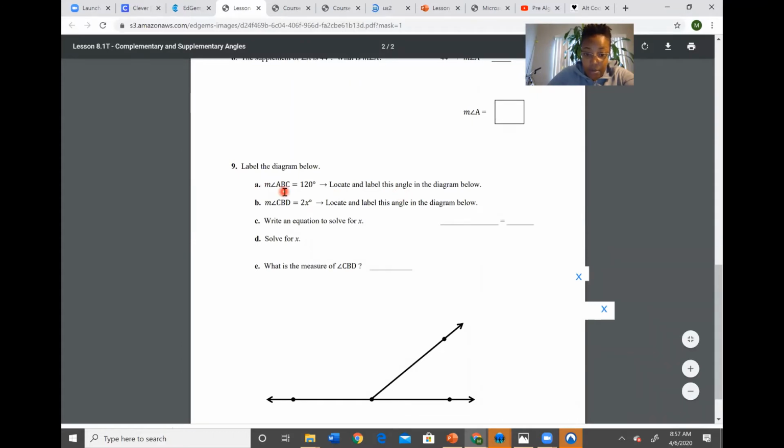All right, and then number 9, they give you a measure of the angle, and they told you to locate it, so they want you to label it. Remember, the middle one tells you the vertex, the point in the middle, and then they want you to label the other one.